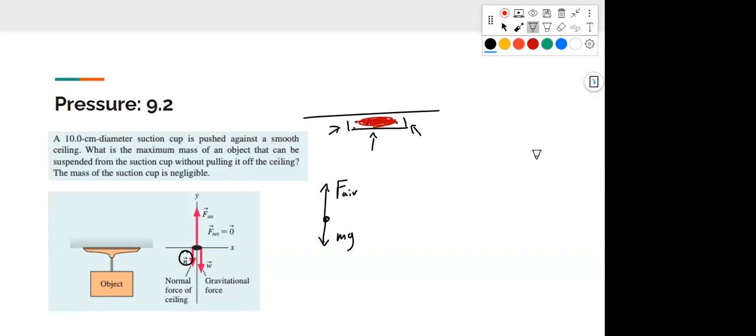Okay, so in order to do this problem, we can just set F air equal to mg. So they're going to balance each other when this is just about to fall. And the force of the air, remember that pressure is force over area. And we know the pressure of 1 atmosphere. So this is the pressure of the atmosphere. We can multiply that by the area of this cup, and that'll give us the force of the air. We set that equal to mg.